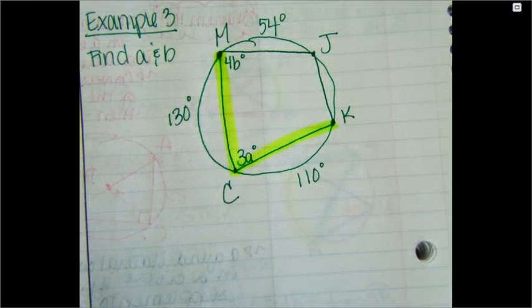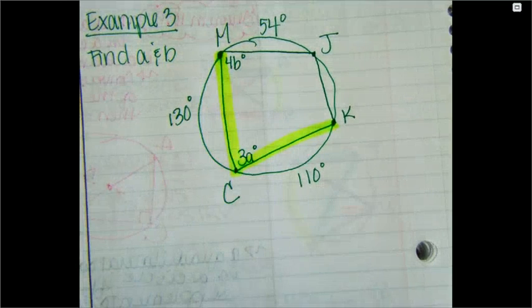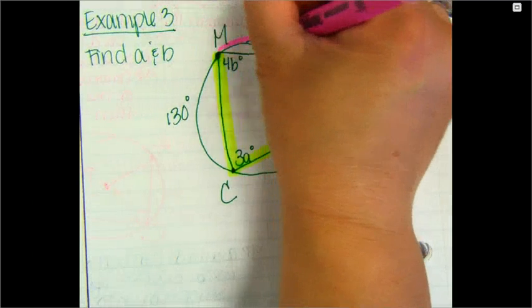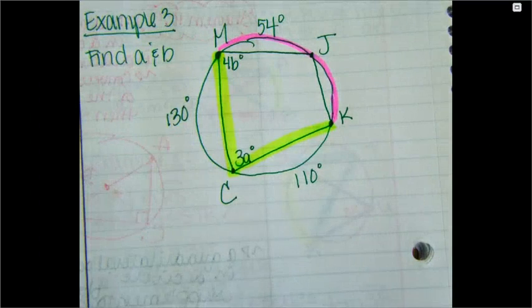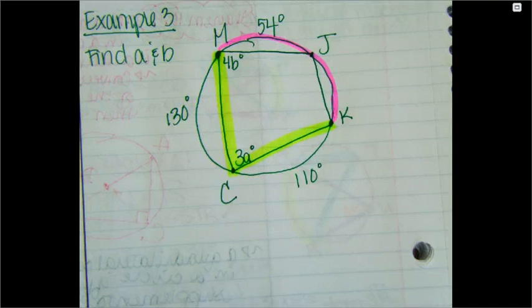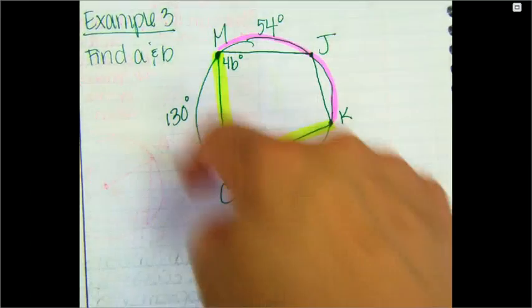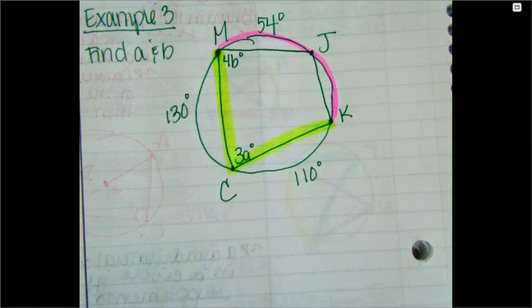You got to highlight the things you need. If I highlight that angle, what's the intercepted arc? MJK is the intercepted arc. Very good. Now, we learned yesterday there's this thing called the arc addition postulate, yeah? And we also learned that a whole circle is how many degrees?